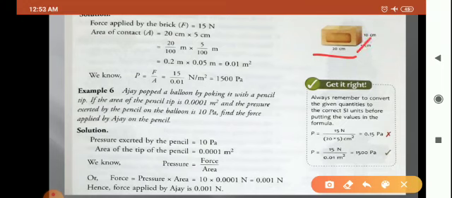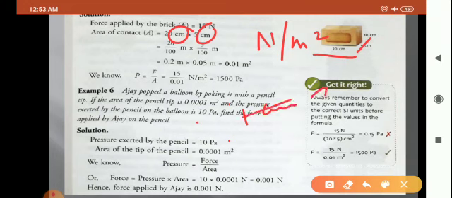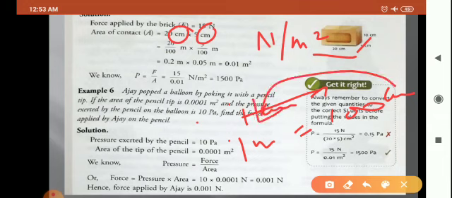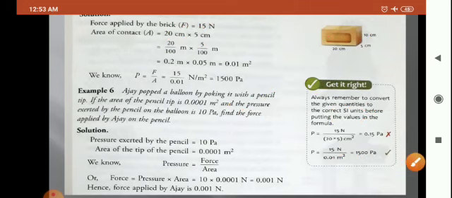And you know the SI unit, we take the SI unit of pressure as Newton per meter square, Newton per square meter. So it means we need to convert the centimeter also into meter. Since you know that 1 meter is equal to 100 centimeter, if we have to convert centimeter into meter, we will divide by 100. Yes or no? So the same thing we have done here.